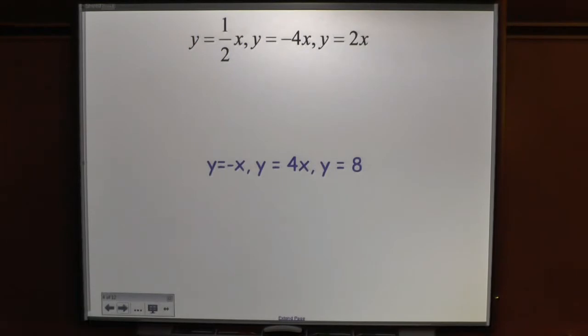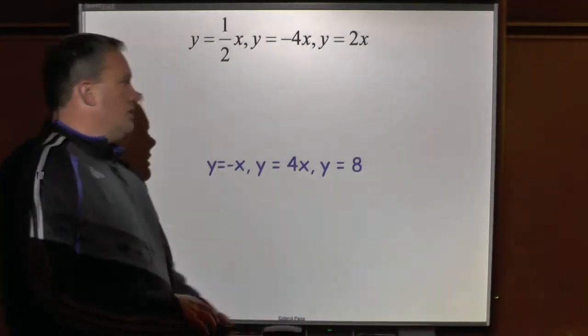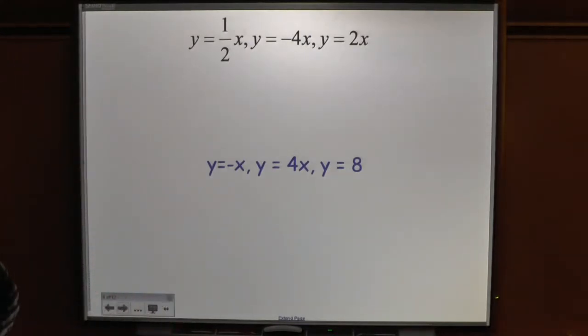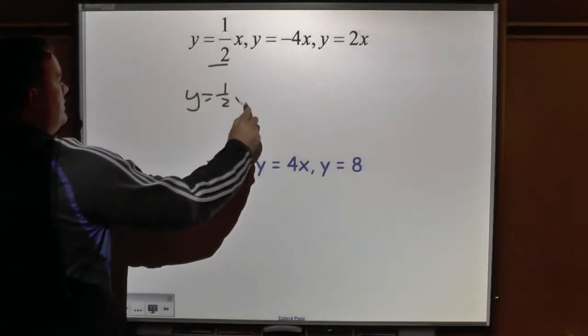We have 3 examples here. With these 3 examples, we want to be able to put these in order, from what we call the flattest to the steepest line. Alright? So flattest to the steepest line. So let's try this out. When you look at this and you want to put these in order, the flattest line is the one with the slope that is closest to 0. Well, that happens to be y equals 1/2 x.